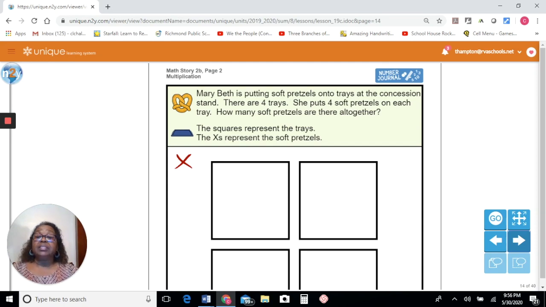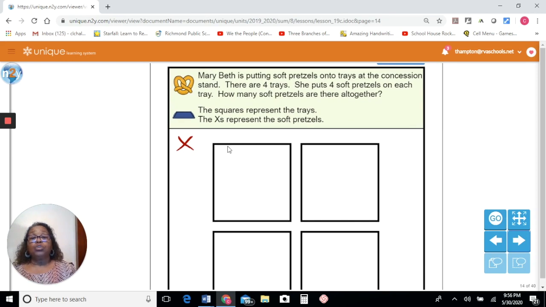We have that word altogether again. That means that is addition. But multiplication is repeat addition. So let's see if we set it up right. How many trays? 4 trays. We have our 4 trays. 1, 2, 3, 4. She puts 4 soft pretzels on each tray. So the X represents soft pretzels. That's right. So let's put 4 on each tray.